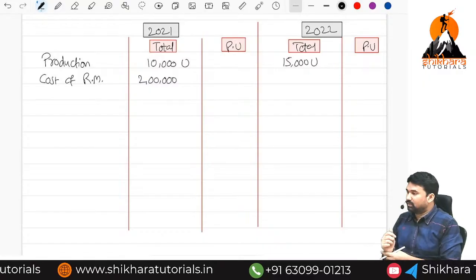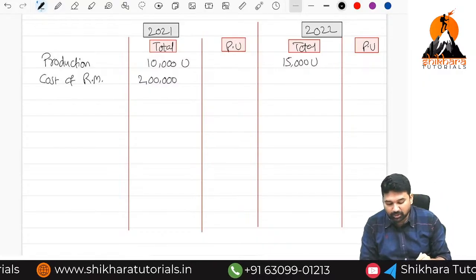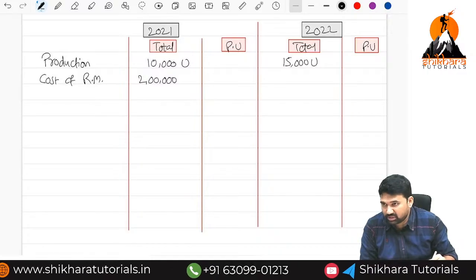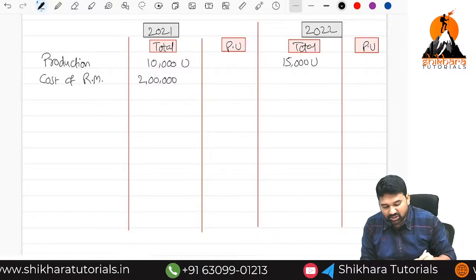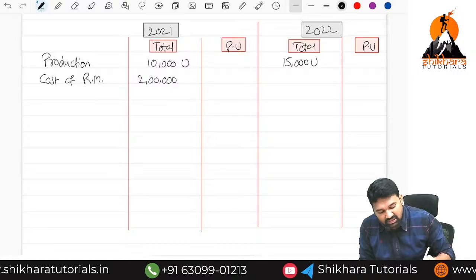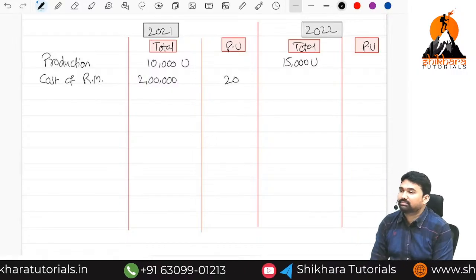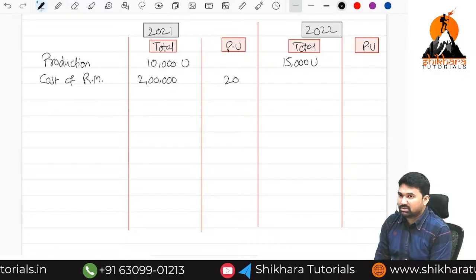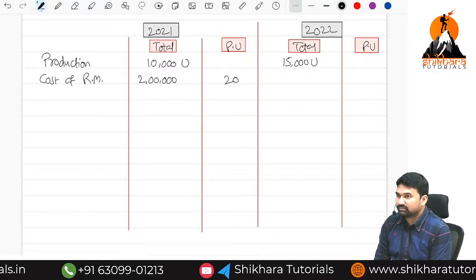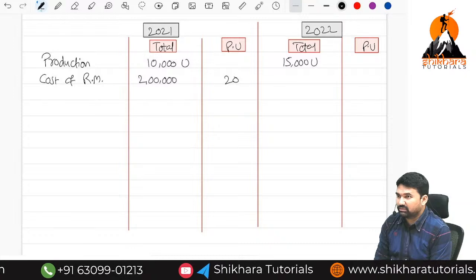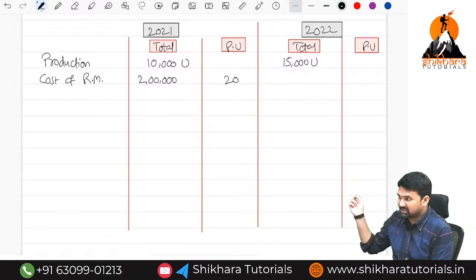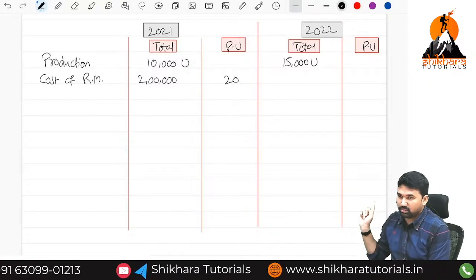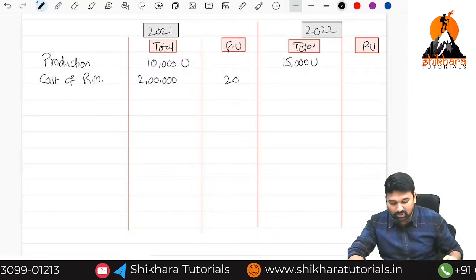Right. Now, in 2021, production 10,000 units, 2022 production 15,000 units. Cost of raw material is 2 lakhs. That means per unit cost is 20. How 20? 2 lakh by 10,000. Everybody following? Each and every one in the class must understand the solution of this problem. So I'm going to ask questions.